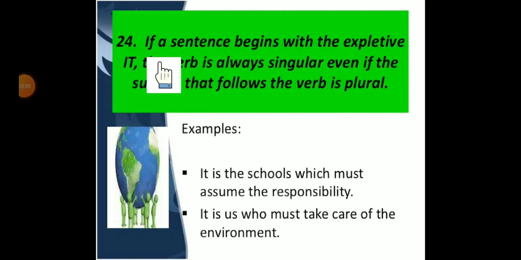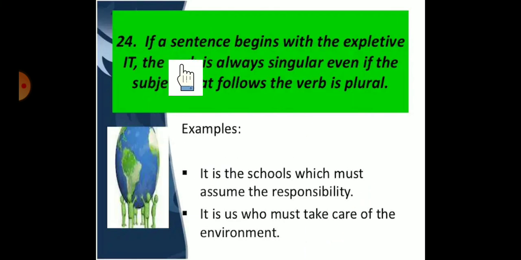Now rule number 24. Rule number 24 says if a sentence begins with the expletive it, the verb is always singular even if the subject that follows the verb is plural. For example, it is the school which must assume the responsibility. So when it is used in the sentence, the verb you have to fill in is the singular form. So whenever you find the word it, you have to put a singular verb. See, it is the schools which must assume the responsibility. It is us who must take care of the environment.